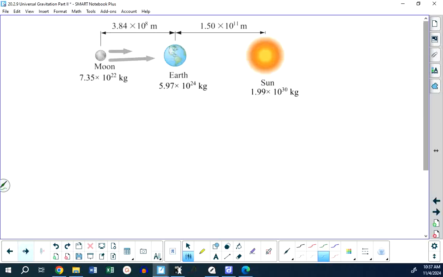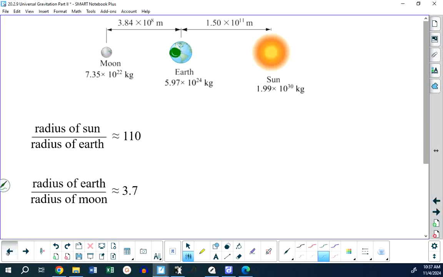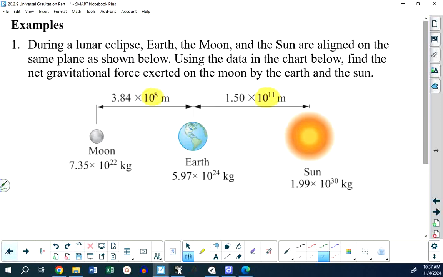Okay, what are we asked to find in this question? We are asked to determine, when they are in this relative position, because these objects move around through space, what is the net gravitational force exerted on the moon by the earth and by the sun? So is the moon attracted to the earth? Yes, there is a force of gravitational attraction pulling the moon in our diagram to the right.